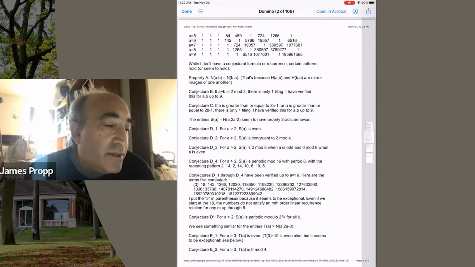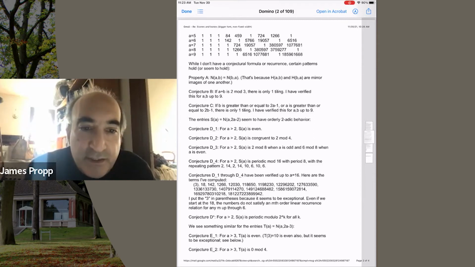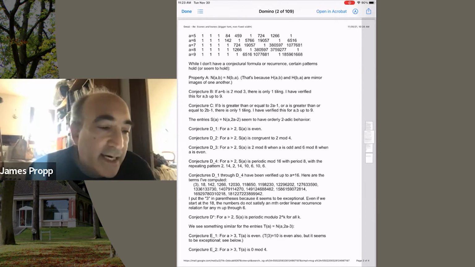There's another sequence, T of A, which is defined by looking at the number of these dimer covers when B is equal to 2A minus 3. So it also seems to satisfy this two-adic continuity property. So this is kind of unusual. And if you look through the literature for similar two-adic continuity properties, intriguingly, one of the first hits you'll find is Henry Cohn's article on two-adic continuity for dimer covers.